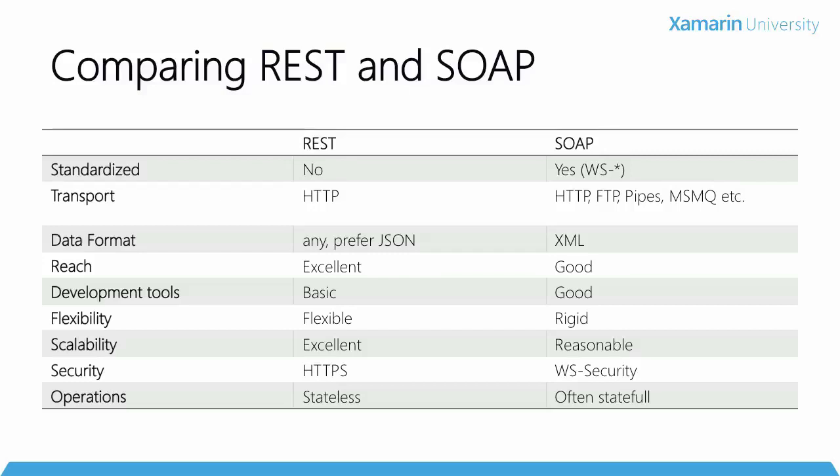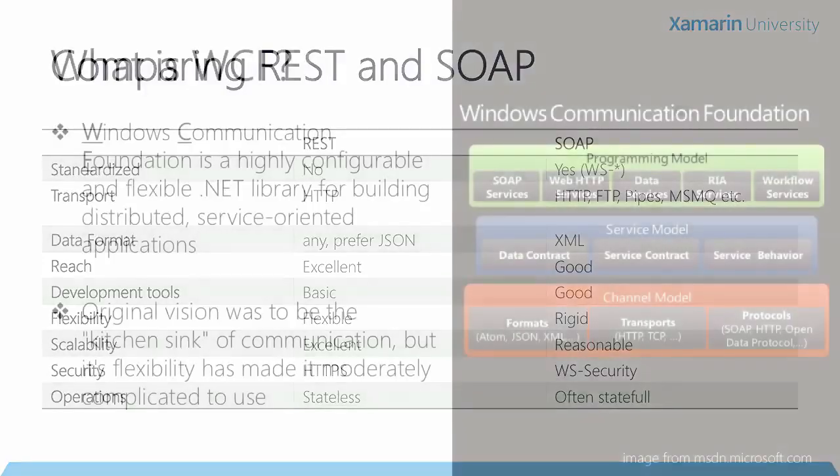Here you can see a comparison chart of SOAP versus REST. Right away we see, of course, that SOAP is very standardized compared to other protocols. It's very open in its transport, supporting HTTP, FTP, etc. We see the data format is XML. Of course, we can embed other data formats within the XML payload.